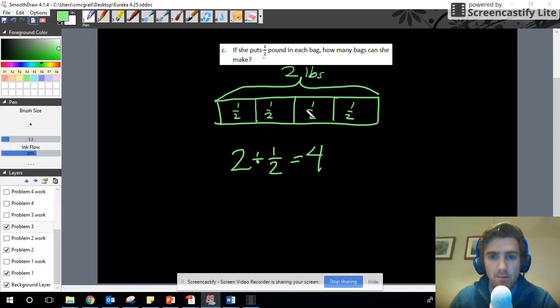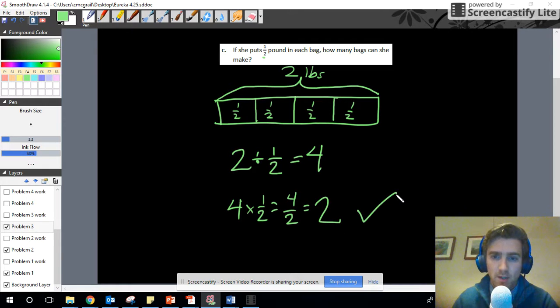I have 1/2, 1/2, 1/2, 1/2. So I'm going to check my work by doing 4 times 1/2, and it should equal 2. 4 times 1/2 equals 4 halves, and 4 divided by 2 equals 2. So my math checks out. I have just proven that 2 divided by 1/2 equals 4 because 1/2 can go into 2, 1, 2, 3, 4 times.